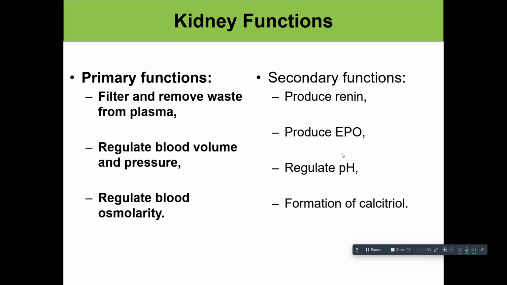My secondary functions include the production of renin. Renin raises blood pressure and is an important thing to help regulate blood pressure. The kidney also makes EPO, which we know stands for erythropoietin, which stimulates erythropoiesis or the production of red blood cells. Kidneys also regulate pH and form an important hormone, which is necessary for calcium homeostasis, called calcitriol.